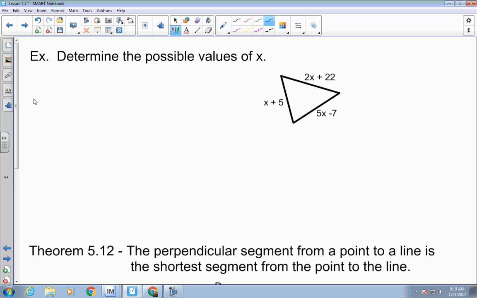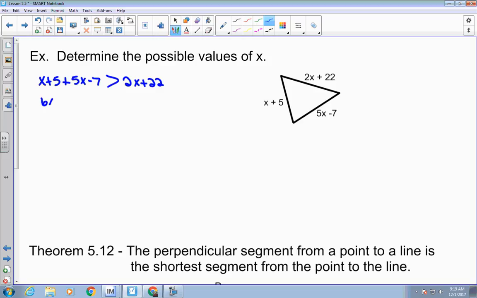Okay. All right. So what we have to do is add these 2 sides together so that it's greater than this third side, and then add these 2 sides together so that it's greater than this third side, and then these 2 sides together so it's greater than that third side. Then we have to look at those answers and come up with the values. Okay. So we'll start with x plus 5 plus 5x minus 7, and that is going to be greater than 2x plus 22.